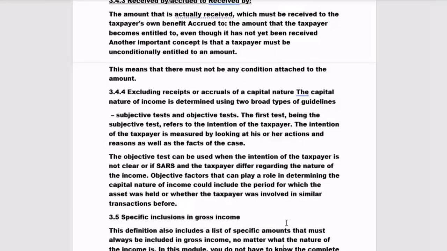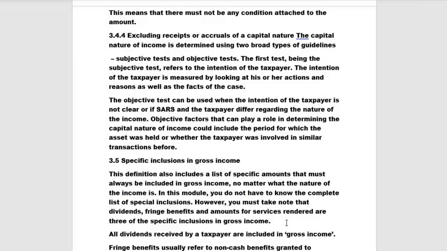But going down, this means that there must not be any conditions attached to the amount. I'm not sure what the conditions attached to the amount could be. Maybe the condition might be that the amount comes to you, but it will be transferred to somebody else on certain conditions. All right, and that would actually include the receipts or the accruals of a capital nature.